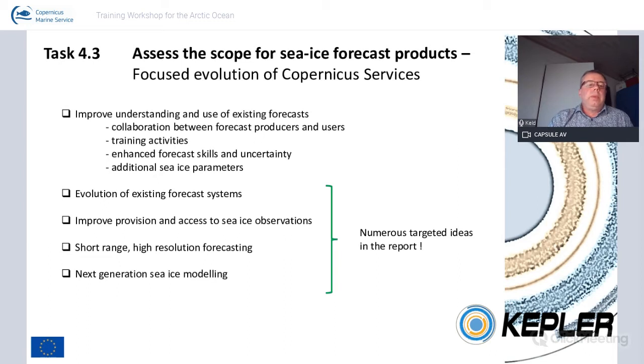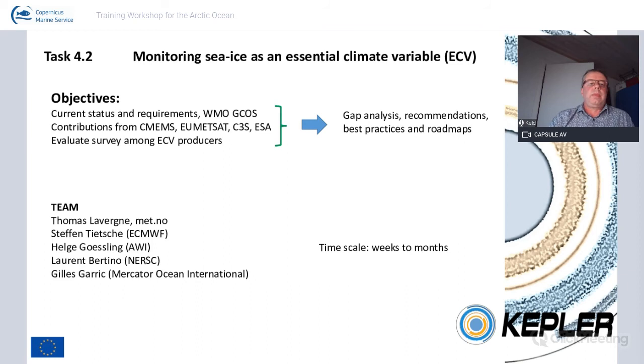They're also recommending that we should improve access to sea ice observations, including sea ice observations in the forecast. And obviously, the need for short-range, high-resolution forecasts was also mentioned. There are lots of aspects here, but I'd also like to highlight that in the report there are numerous targeted ideas. So I can highly recommend that you all go to the report and go through these points.